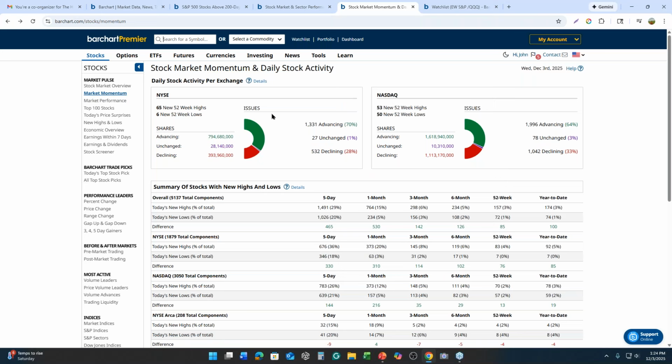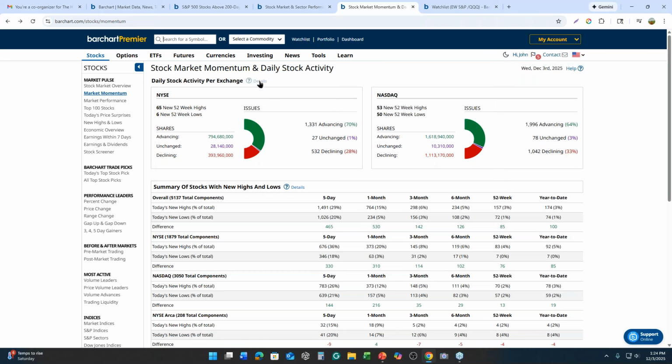But you can see today we're about 70, 30. Here we got 65, 35. So a slight bullish breadth. Again, we look at this on a daily basis, but again, we can look at this over a period of time. And how do we do that?